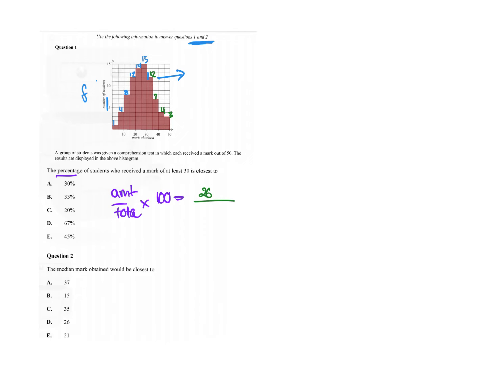How many was there in total? That's weird. All right, so be careful. It was a score out of 50. It didn't tell you that there were 50 kids. You had to count them all up.